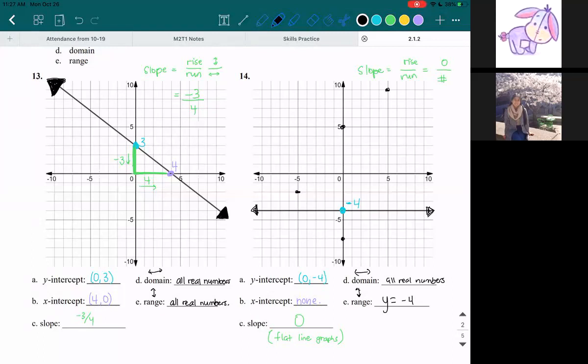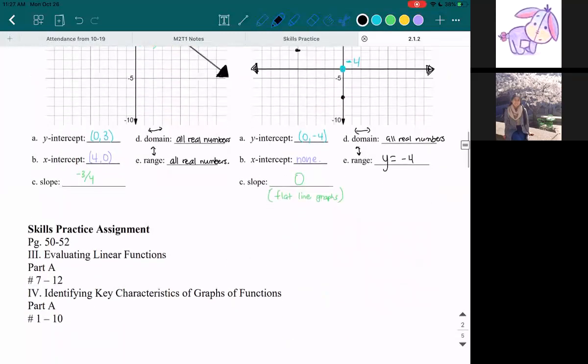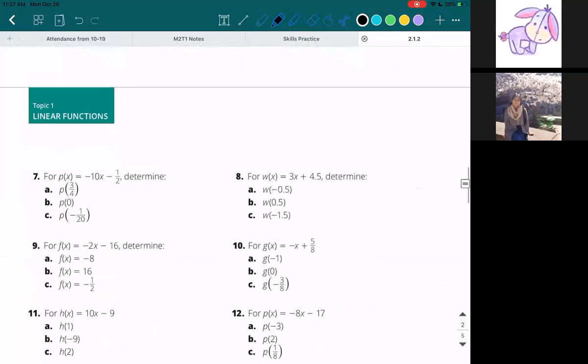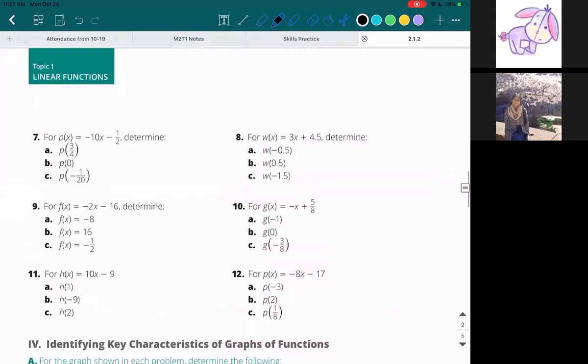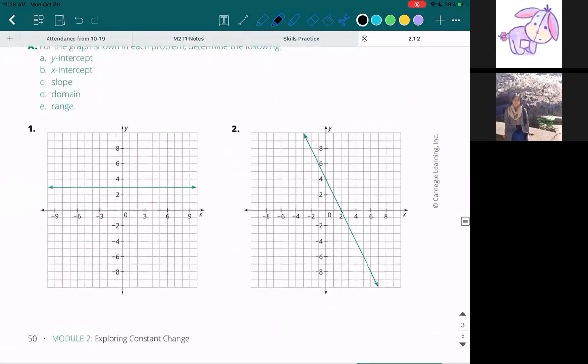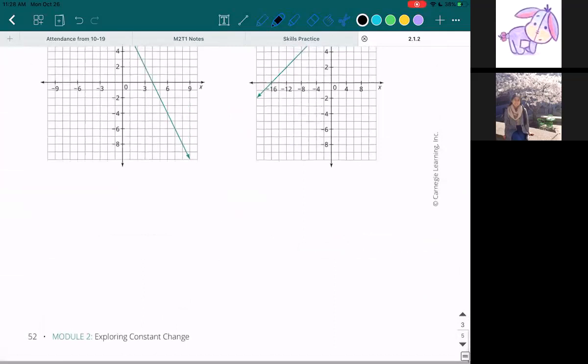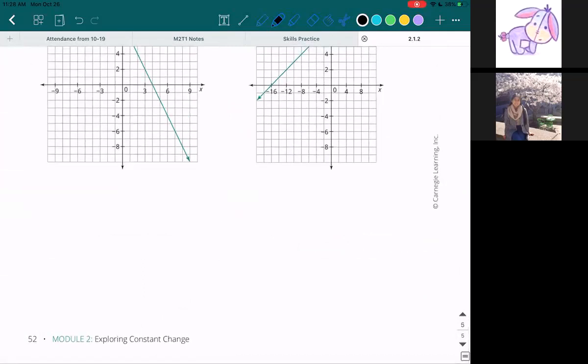Okay? If you have any questions, make sure you call me over. If you don't have questions, then you are free to work on the rest of this. The rest of this is the skills practice assignment. You are to do all of these problems on your own. Here are some review problems from the last time, but you just plug the number in the parentheses into your equation. For these, it's just like what we just did. For all of these, you have to write the x-intercept, the y-intercept, slope, domain, and range. And that's it. Call me over if you have any questions.